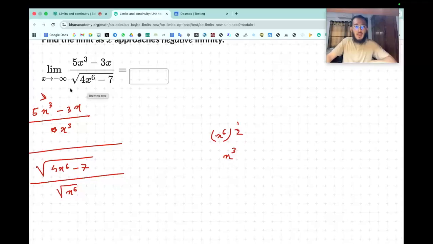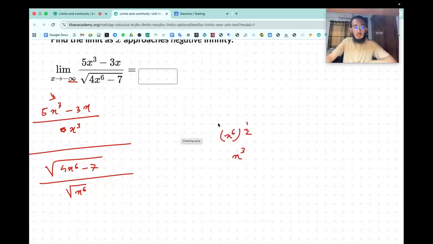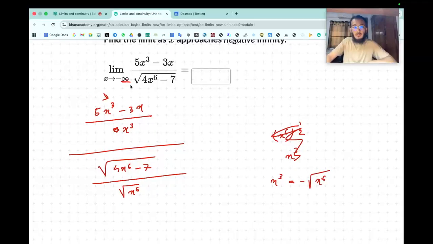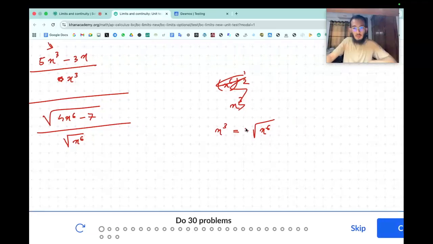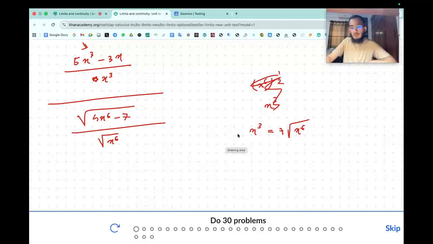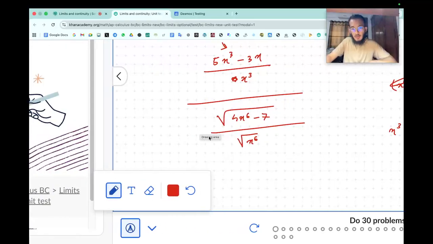Now, because we have negative infinity, x cubed equals negative root of x to the power 6, because this is for negative infinity. If this was for positive infinity, then x cubed would have been equal to positive root x to the power 6. So that's why we need a minus here.